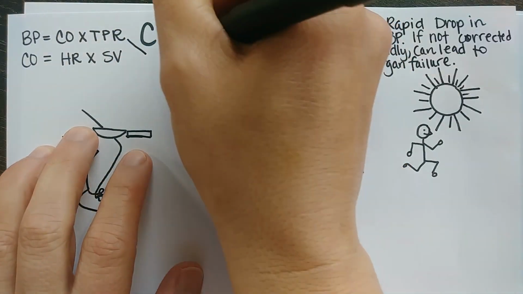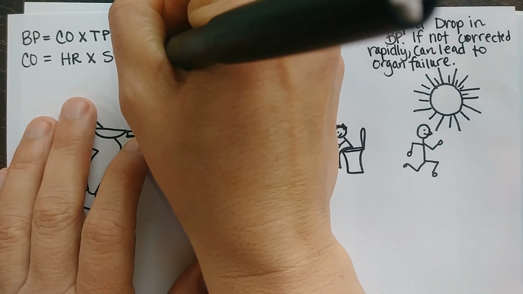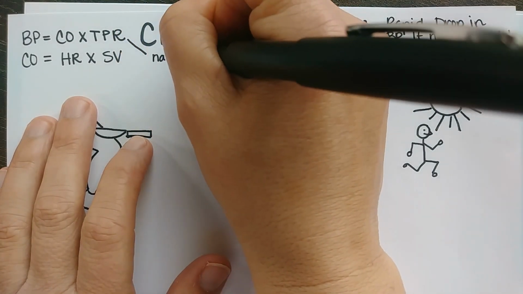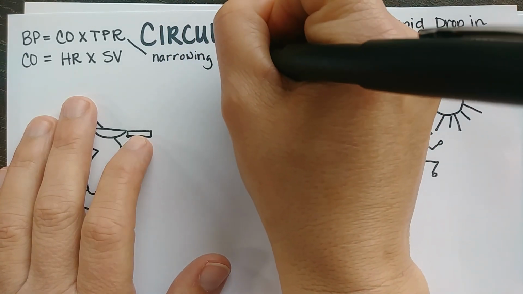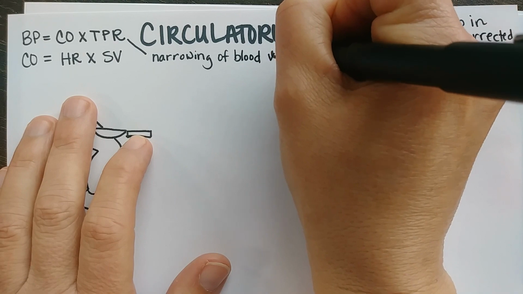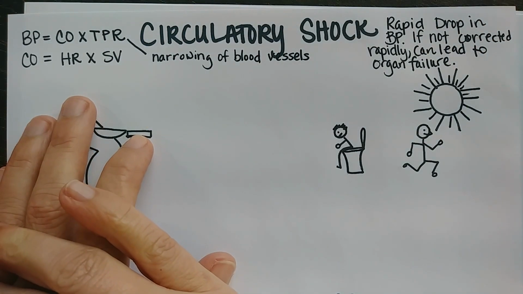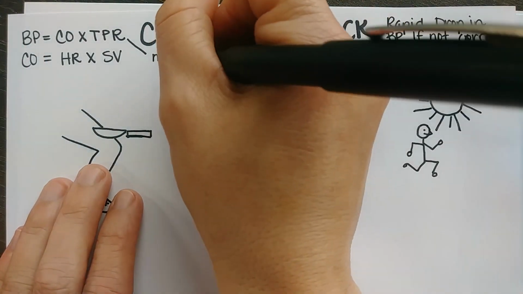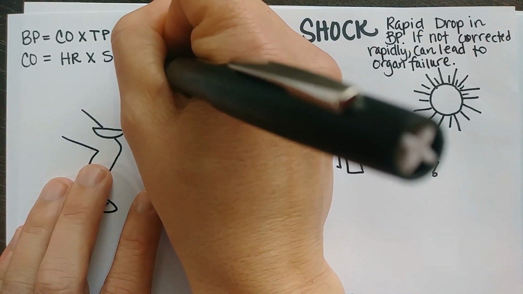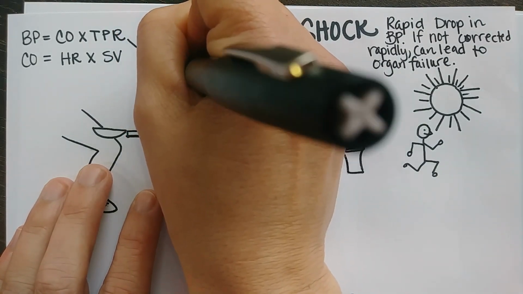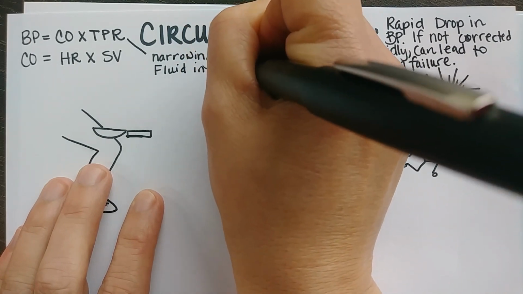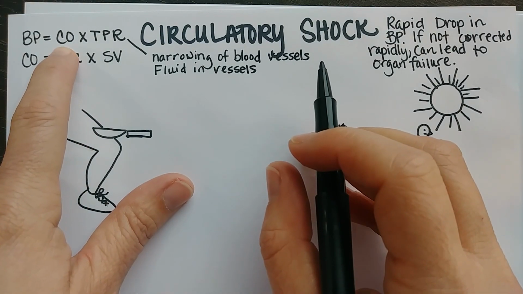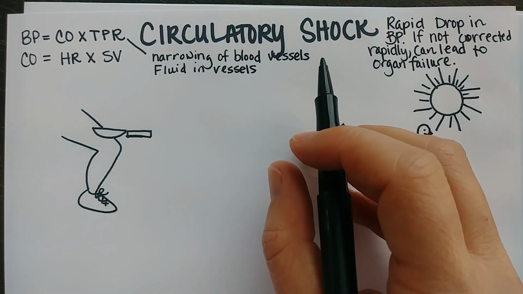So if we see a big change in blood vessel diameter, so how narrow the blood vessels are, narrowing of the blood vessels will increase this. And conversely, dilation of blood vessels will decrease resistance and make blood pressure go down. And then the other thing would be how much fluid is in the vessels. Because if we don't have a lot of blood in the vessels, then no matter how hard our heart tries to pump, it's not going to be able to have a high cardiac output.